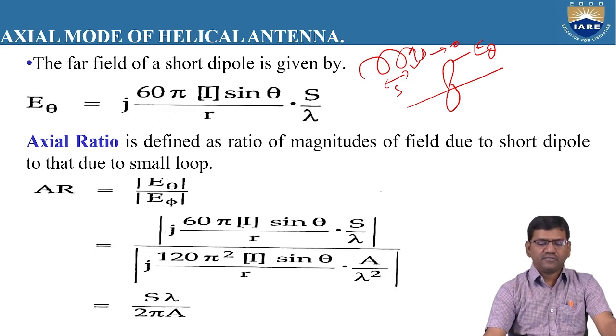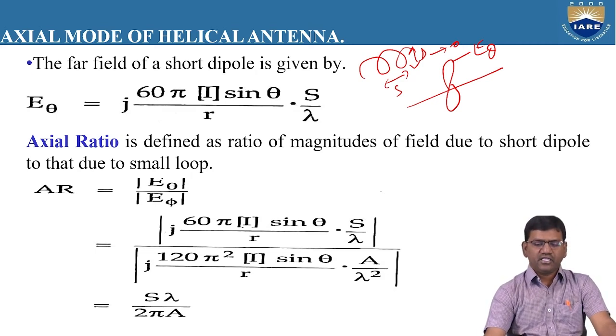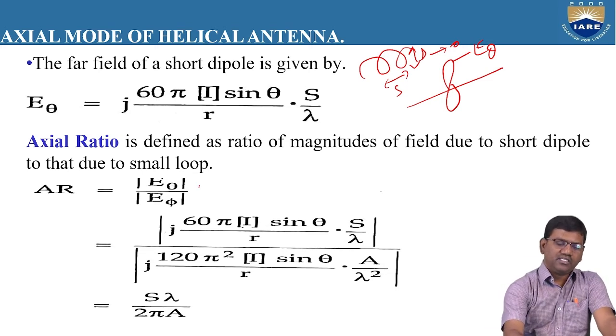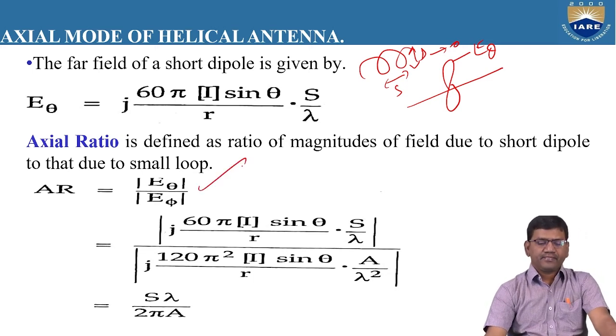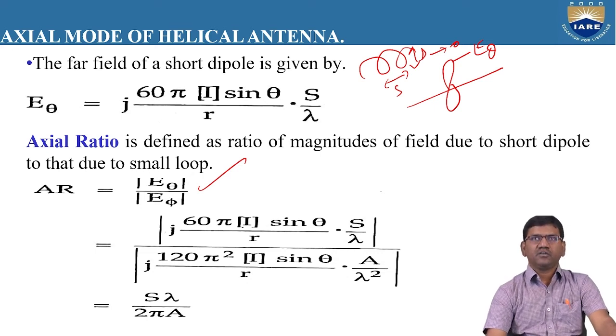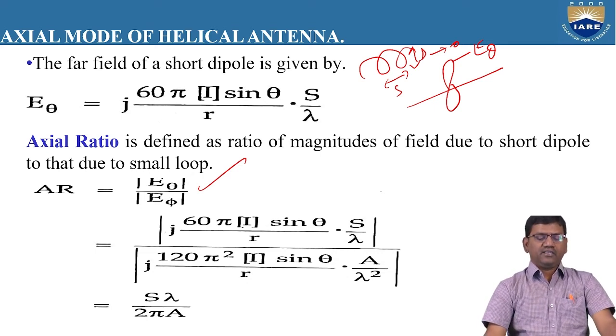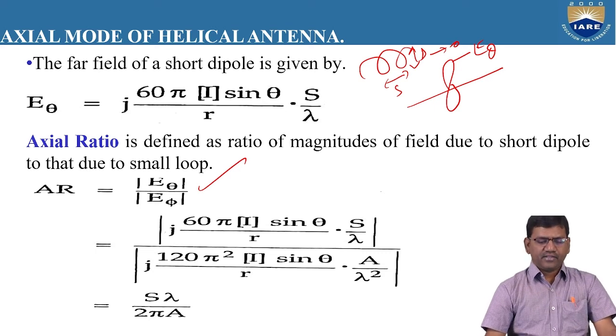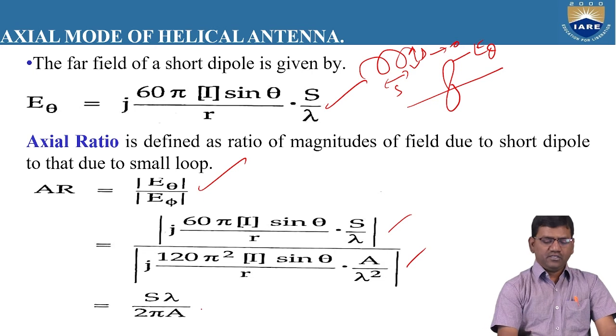So the axial ratio is defined as the ratio of magnitudes of the field due to the short dipole and due to the small loop, so mod E theta by mod E pi. That means the field produced in the theta direction due to the short dipole, and the field produced in the pi direction due to the small loop, is defined as the axial ratio.